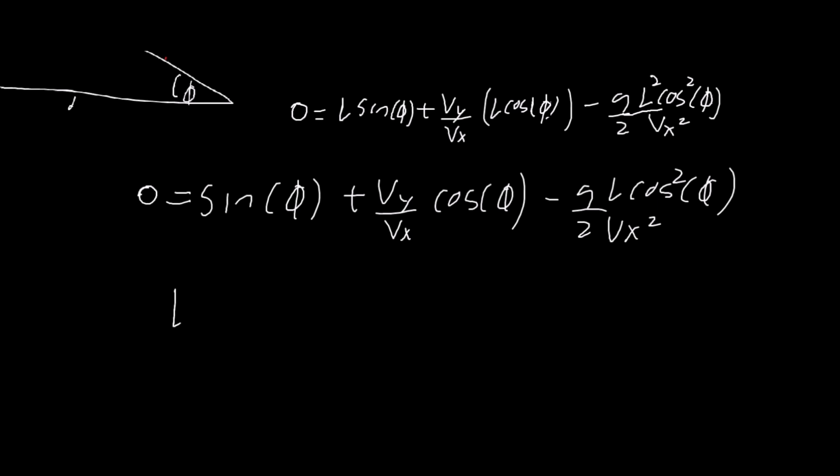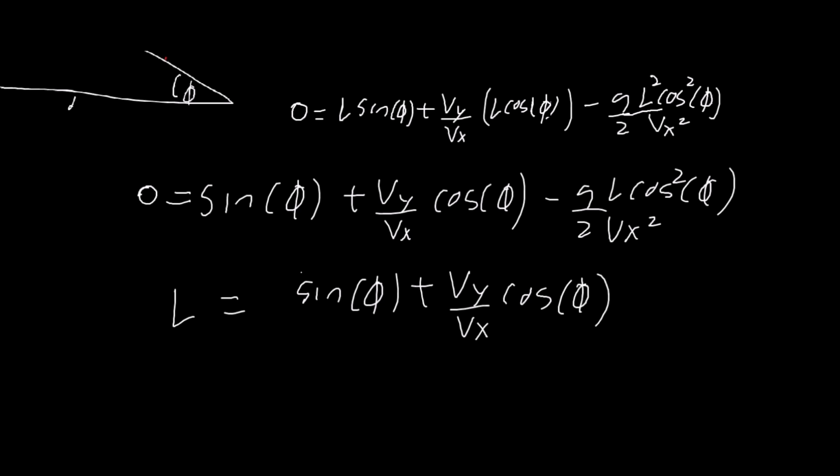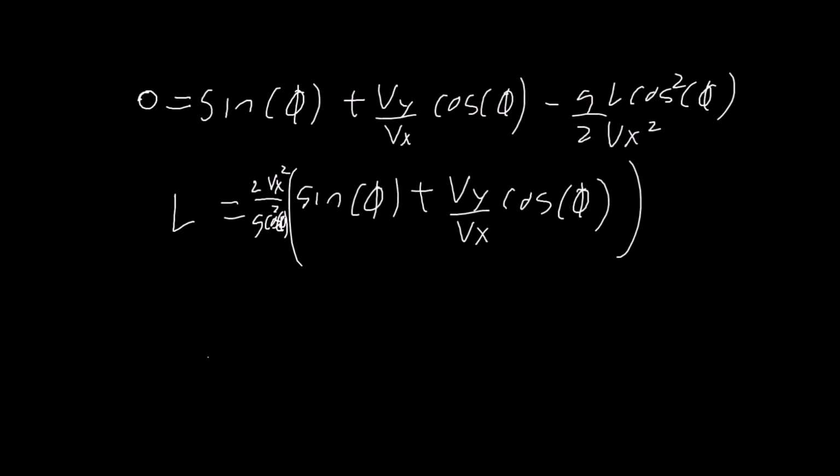So let's just say that L is going to be, I'm just going to copy and paste this, sine of phi plus vy over vx. We're not going to worry about that just yet. And we're not even done yet. Our goal is really just to solve for this, 2 vx squared divided by g cos square of phi. And that's it, folks.